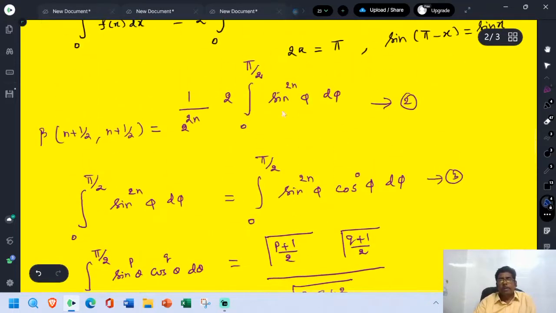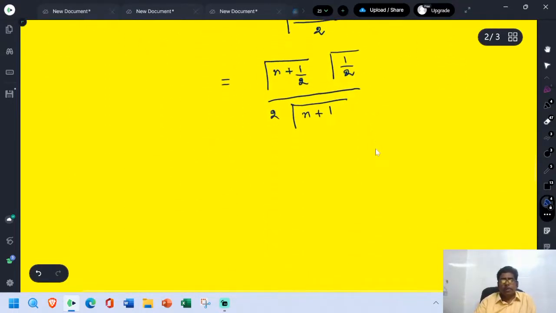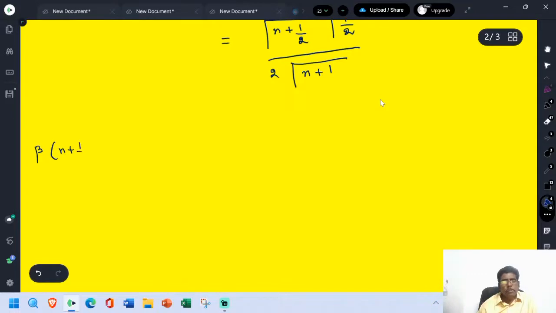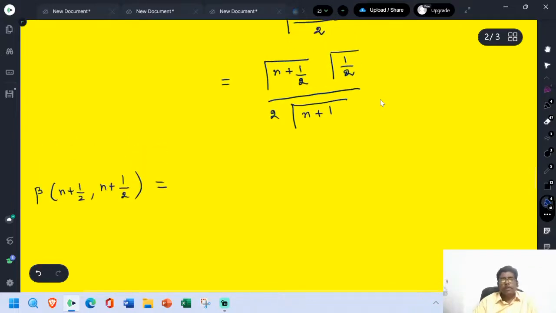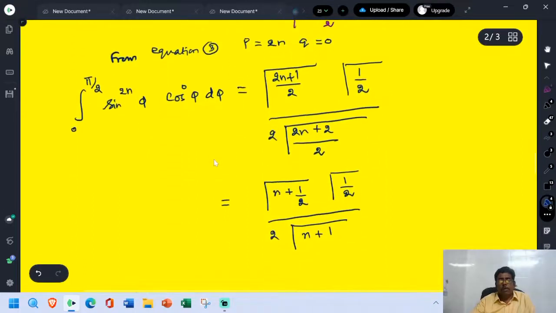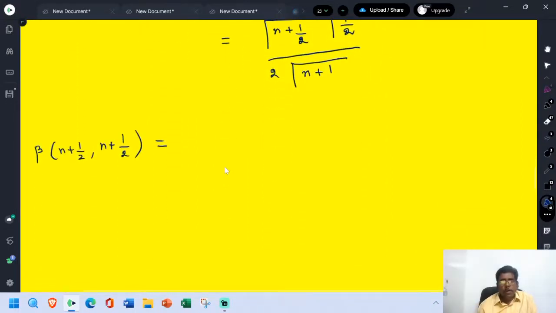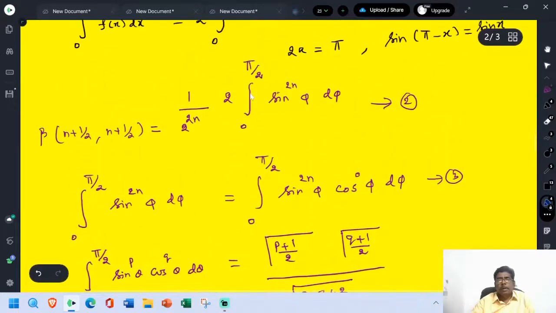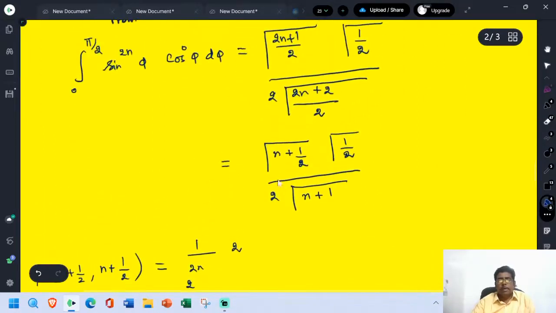Now consider equation 2. Substitute this value in equation 2. That is beta of n plus 1 by 2 comma n plus 1 by 2, which is equal to, see equation 2, 1 divided by 2 power 2n, into 2 into the integral of limit varying from 0 to pi by 2 of sine power 2n theta d theta. That integral result is this much.